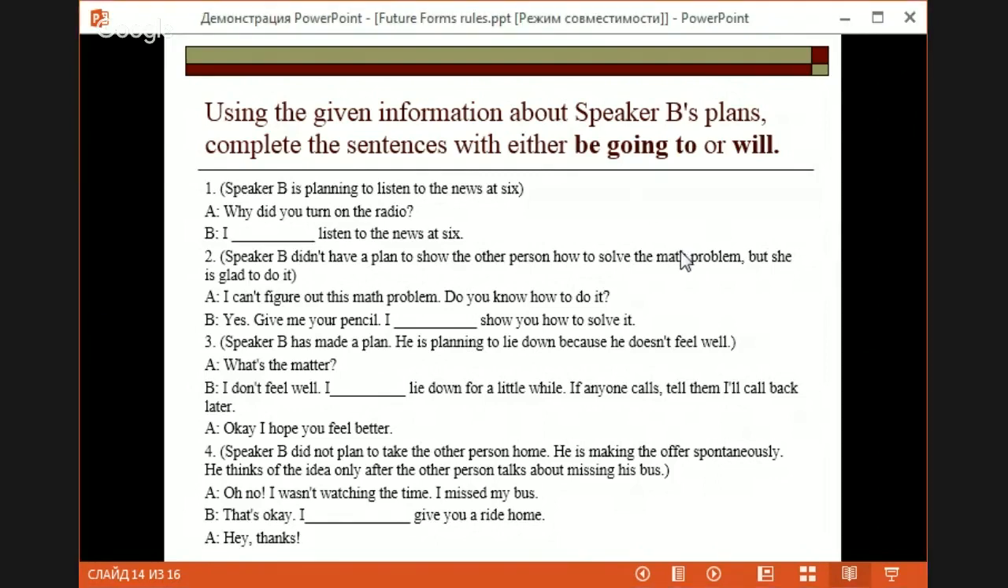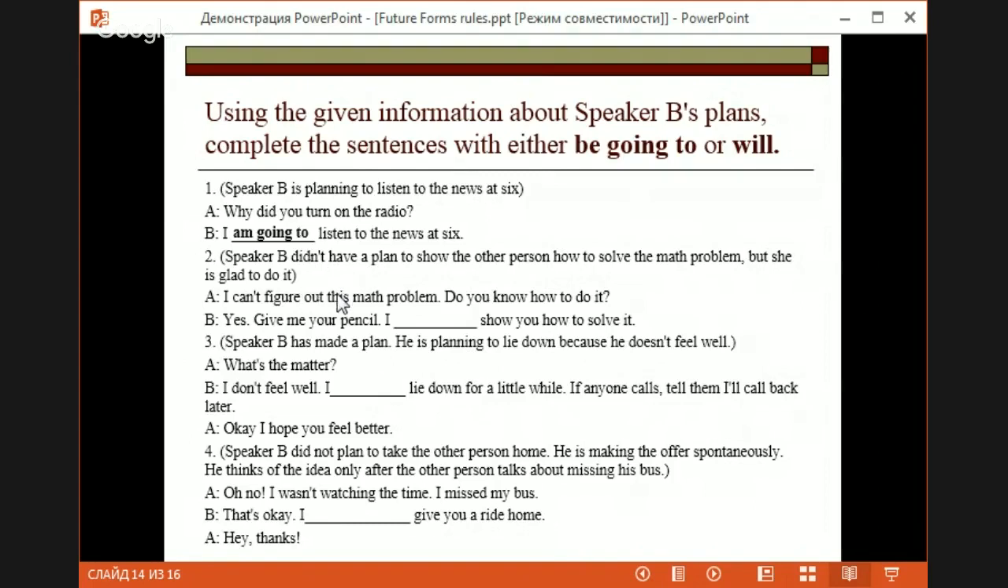So let's move on, guys. We have here the situation. You can see, for example, speaker B is planning to listen to the news at 6. So the dialogue is, why did you turn on the radio? And he says, I'm going to listen, because he thought about that before.